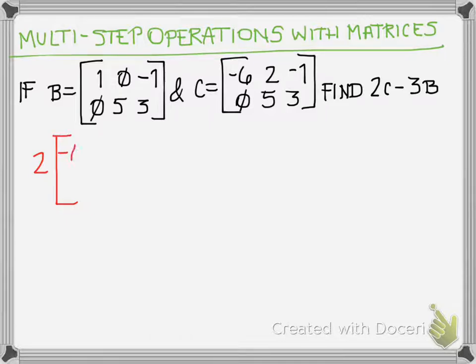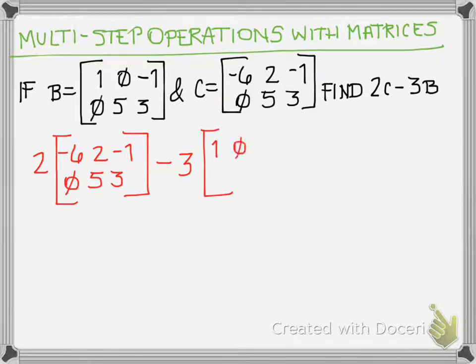I'm going to rewrite the problem first. So negative 6, 2, negative 1, 0, 5, 3. And then we're subtracting that from 3 and then B. So rewriting B, which is 1, 0, negative 1, 0, 5, 3. Next thing I want to do is treat this like it's a multiplication problem. We're multiplying a matrix here. So let's distribute that 2 and let's distribute that 3.